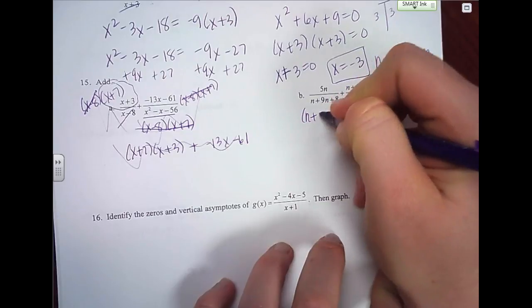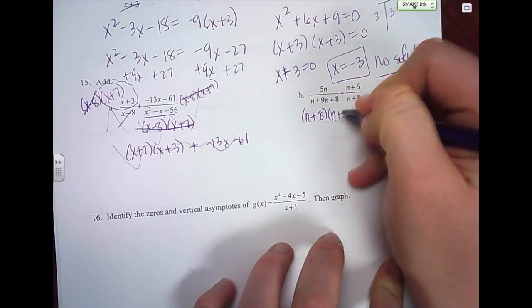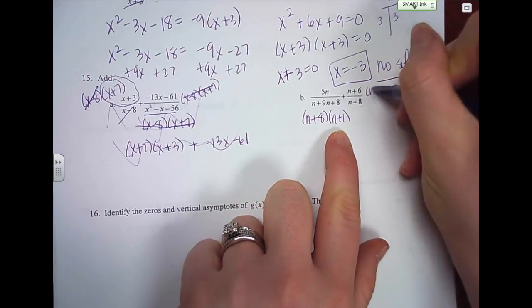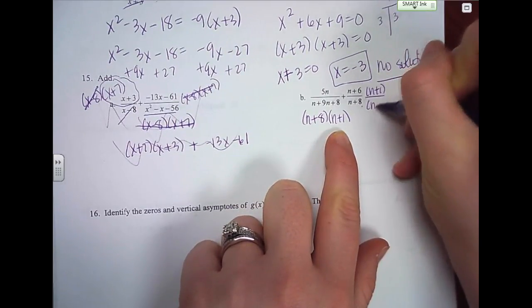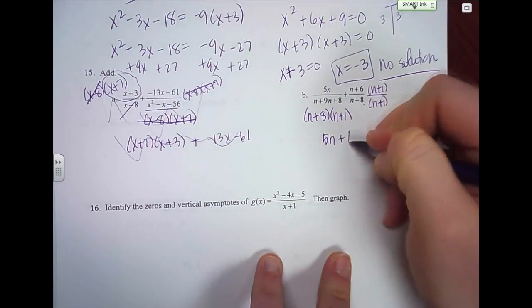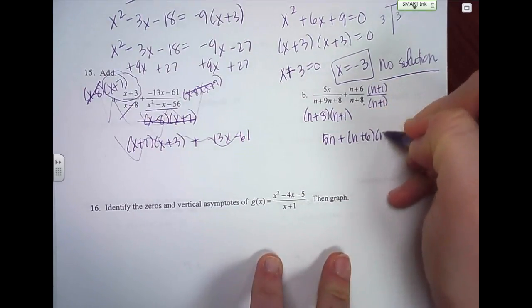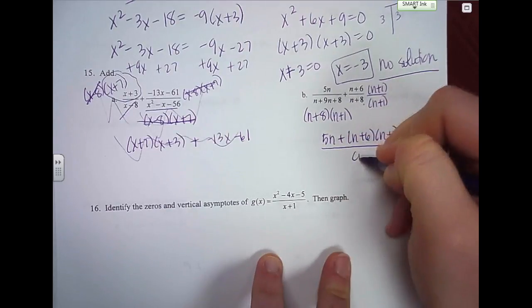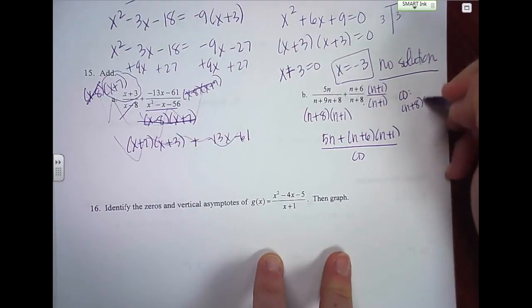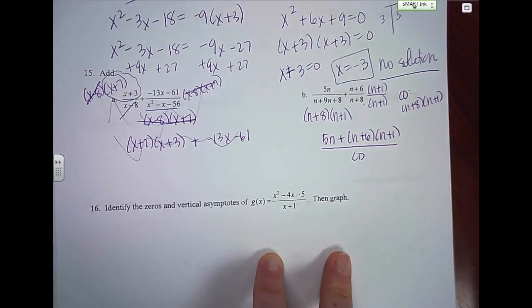Let's do this one. So this is going to be n plus 8, n plus 1. I still need a common denominator. This one is missing the n plus 1. So I multiply n plus 1 over n plus 1. So now I have 5n plus n plus 6 over n plus 1 over my common denominator. So the common denominator is n plus 8 times n plus 1.